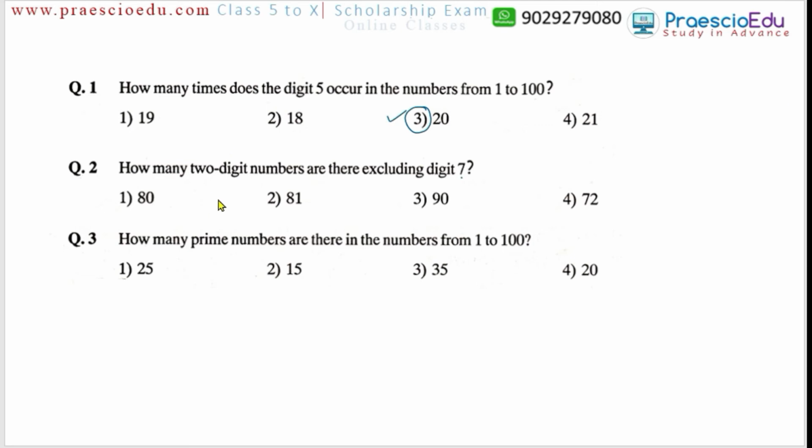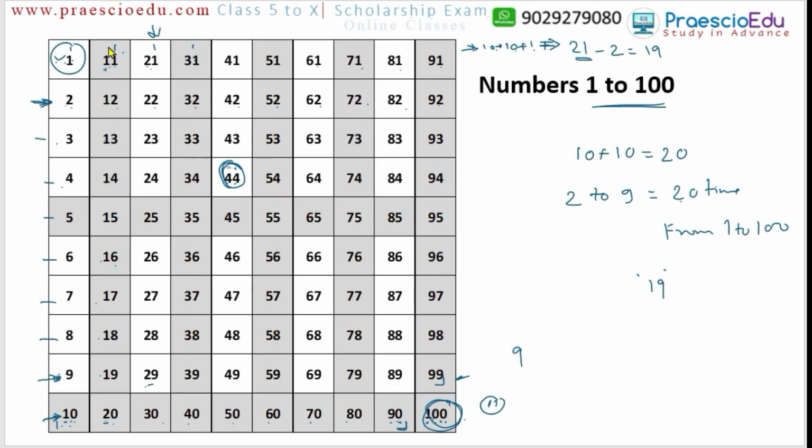Now question number 2: how many two-digit numbers, only two-digit numbers are asked, are there excluding digit 7? Excluding digit 7 is mentioned here. Means how many two-digit numbers? We know 90 is the total count of two-digit numbers. Just a minute, I will open the table here. From 1 to 100, two-digit numbers, how many? From 10 to 99. We already saw there are 90 two-digit numbers, meaning from 1 to 9, and this 100 is 1. So 100 minus 10 comes to 90. So a total of 90 two-digit numbers are there.